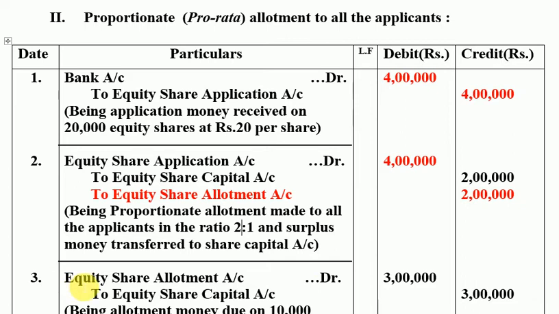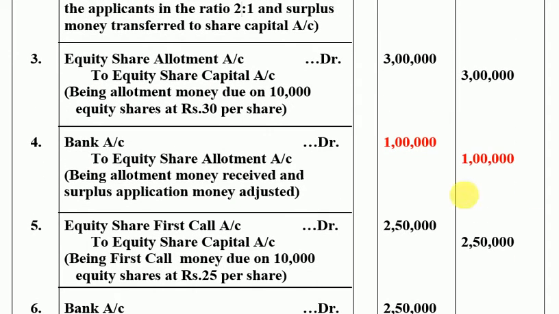Third entry says equity share allotment account debit to equity share capital account, being allotment money due on 10,000 equity shares at rupees 30 per share. This is the same entry as it has been in a previous question. So the amount goes 3 lakh, 3 lakh.